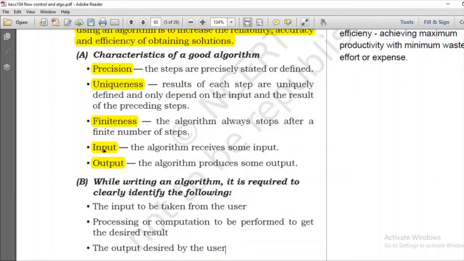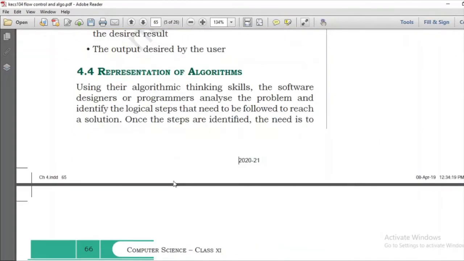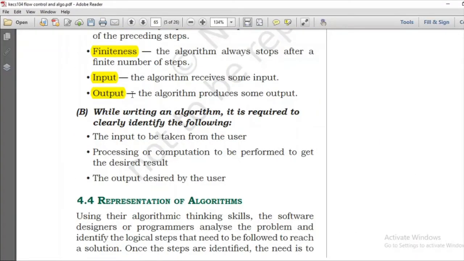Then input of the algorithm: there should be some input in the algorithm and there should be some output in the algorithm. Now while writing any algorithm, it is required to clearly identify the following. So you need to identify these things before writing an algorithm, that is, input to be taken from the user. You have to define what kind of input you want, whether you want an integer, a string, an image, etc. So you need to specify the input. Then the processing, how you are going to process it, and what is the output that is desired by the user.